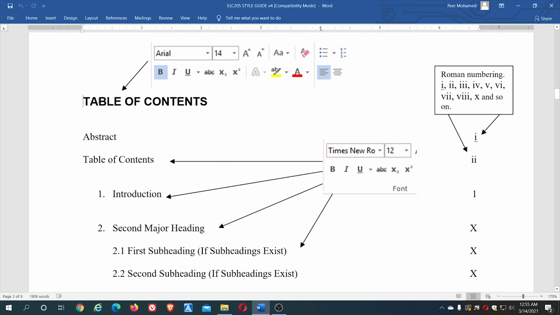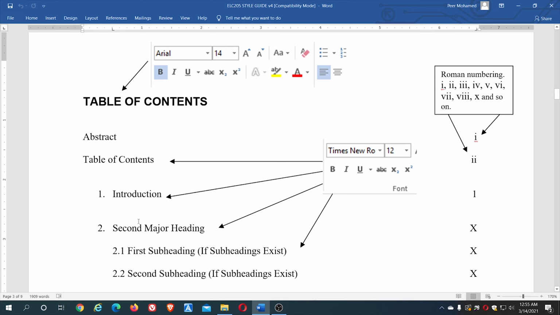So when you write the table of contents, on the top you can see here the font will be Arial, 14 size, and it should be bold. You can see the setting, and you can see abstract, which we already discussed. You put the Roman number 1. This is table of contents. The next one you can see is Roman number 2. I hope you understand. So the first two things, abstract and table of contents, should be in Roman numerals.